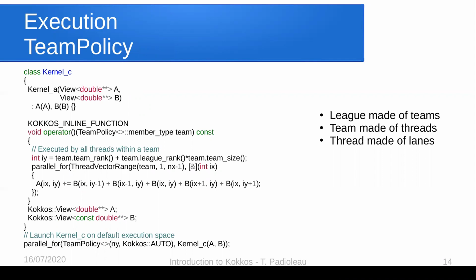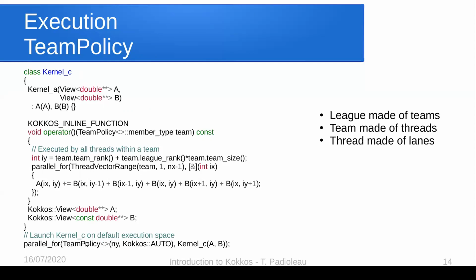And as a final example of execution policy, there is the team policy. Here again, we take two Kokkos views, two-dimensional Kokkos views. But this time, we have a custom type from Kokkos instead of a simple integer. So in this policy, we can express hierarchical parallelism. In previous examples, we could not have a call of parallel for inside the function call operator of the kernel. This time we can by using the team input parameter.